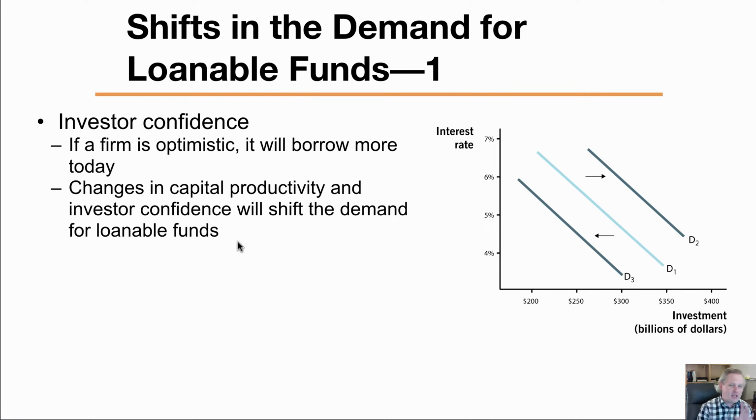The other thing that I said shifts the demand for loanable funds is investor confidence. If a firm is really optimistic about the future, it's going to borrow more today. If they're optimistic that sales are going to increase, if they're optimistic that the returns on capital will be high, then they're going to want to borrow more, and that's going to shift the demand for loanable funds. Changes in capital productivity and investor confidence are shifting the demand for loanable funds.